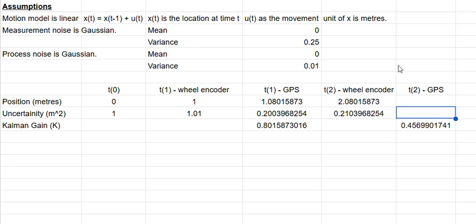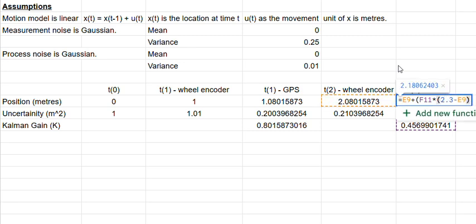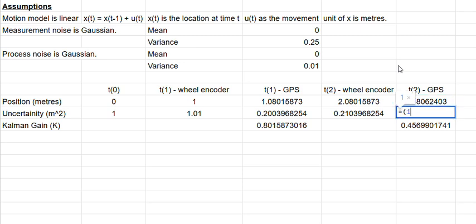And now I find out the location here. So it will be this information what you have, plus you're going to multiply the Kalman filter gain with the difference that you're going to have. So it says 2.3, but actually what the wheel encoder says is 2.08. So now the information is 2.18. That is the distance which you got here. And the uncertainty is going to be 1 minus the Kalman filter gain multiplied by the previous uncertainty. Hence it's 0.142.